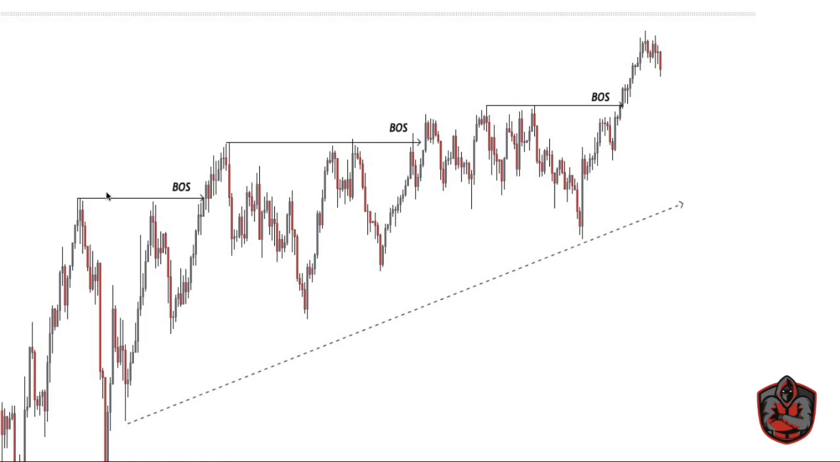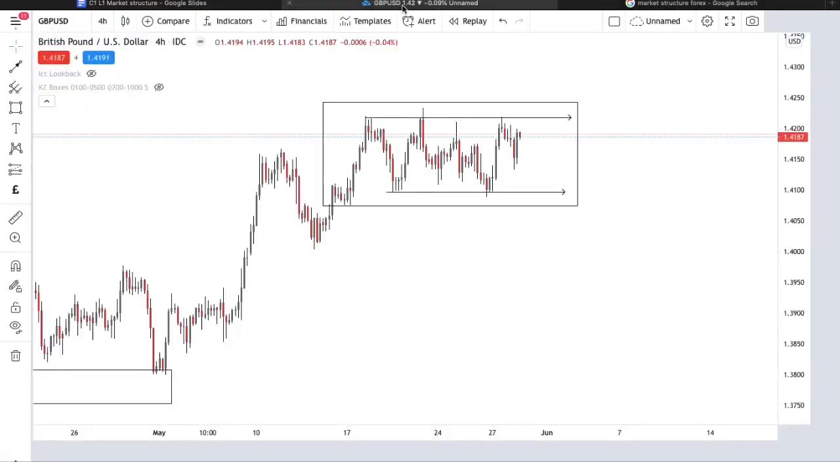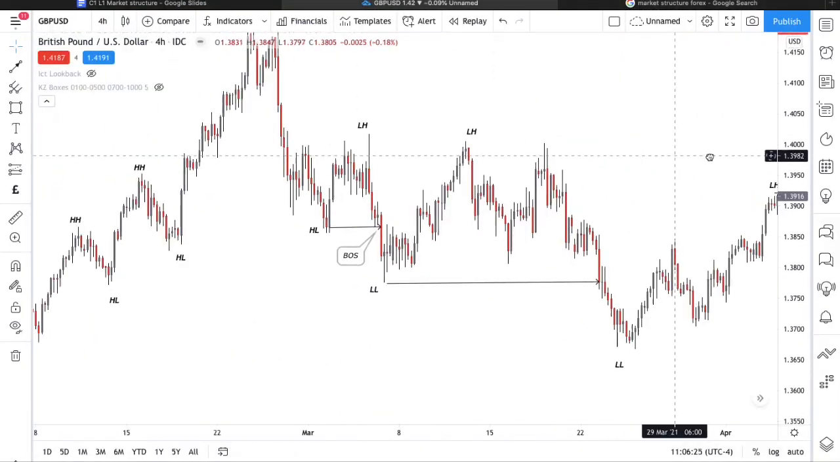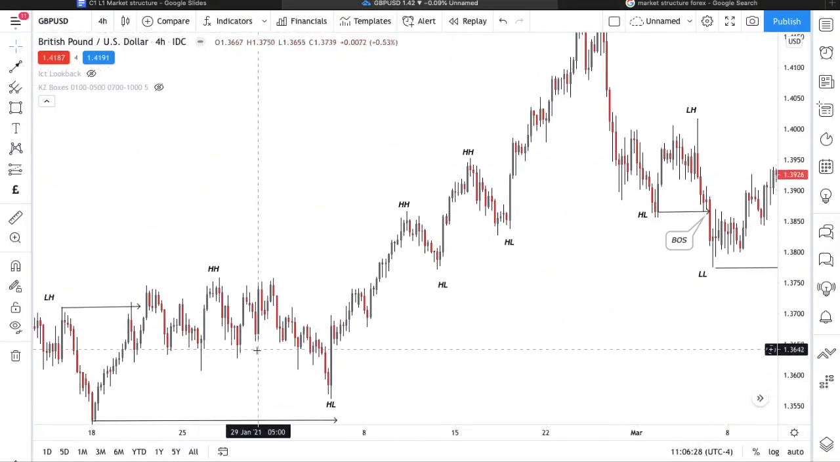So this is just identifying break of structures, which shows continuation in trend. But once price closes below this low over here, that's identified as a break of structure, which signals a trend reversal. So if I just show you guys an example on GU again, right over here.